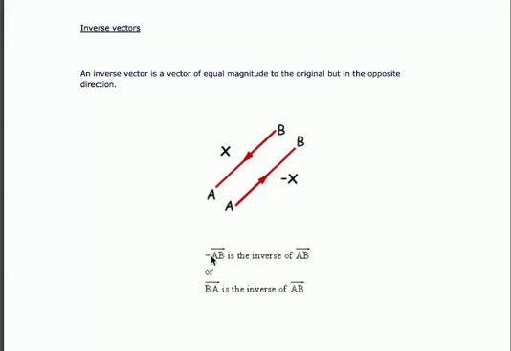So negative AB is the inverse of AB. Negative showing that they are in different directions. We can say negative AB can be shown as BA because negative AB means we are moving from B to A. So BA is the inverse of AB.